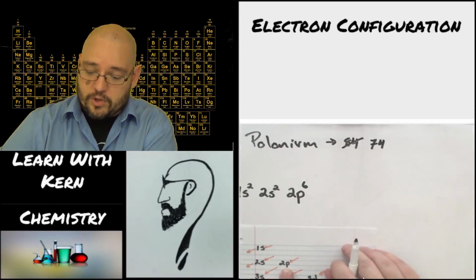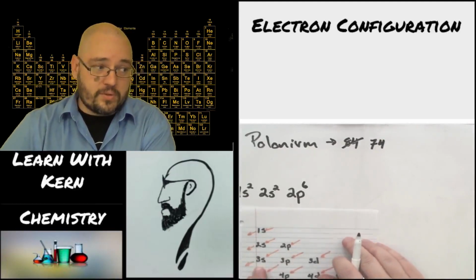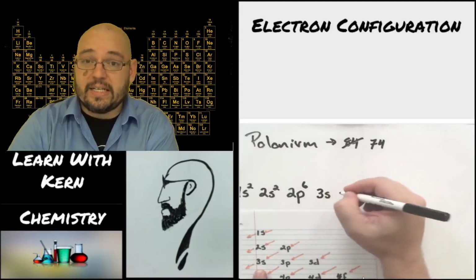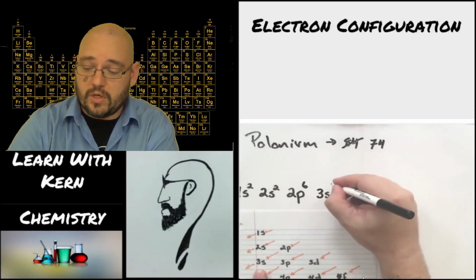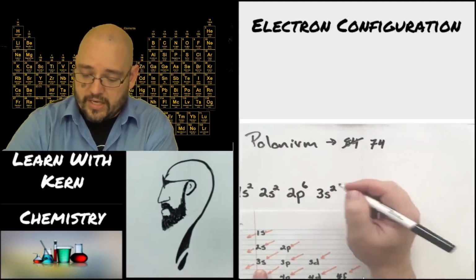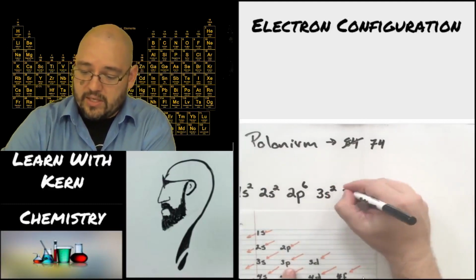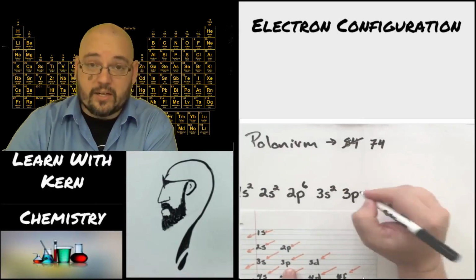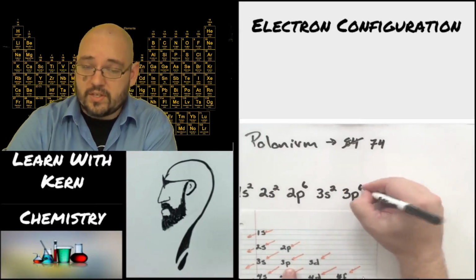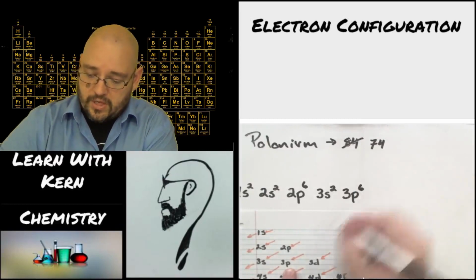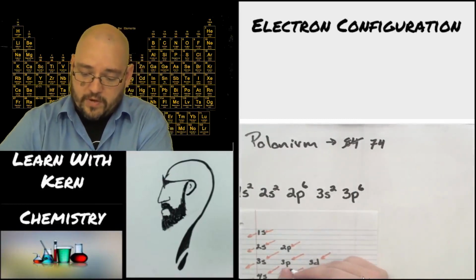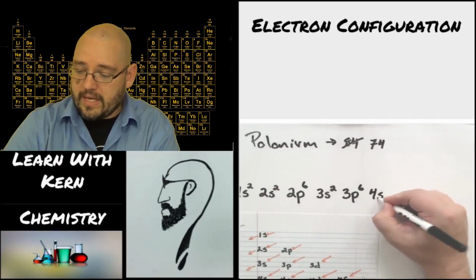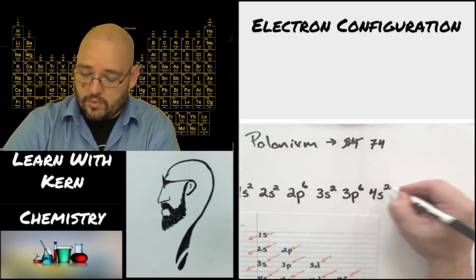Okay, so after 2p, I continue following the sequence, which is 3s. So now I have 3s, and again, an s orbital holds 2 electrons. So 3s2, and then 3p. This is not super complicated yet. So 3p, again, a p orbital holds 6 electrons. Now the next one following the arrows is 4s. So I write 4s, and an s holds 2.